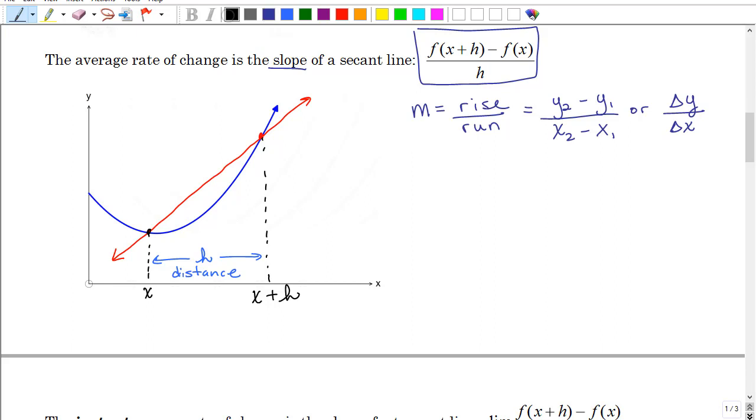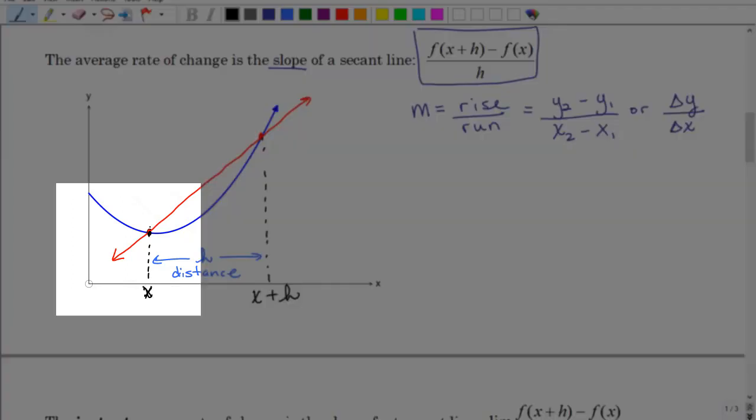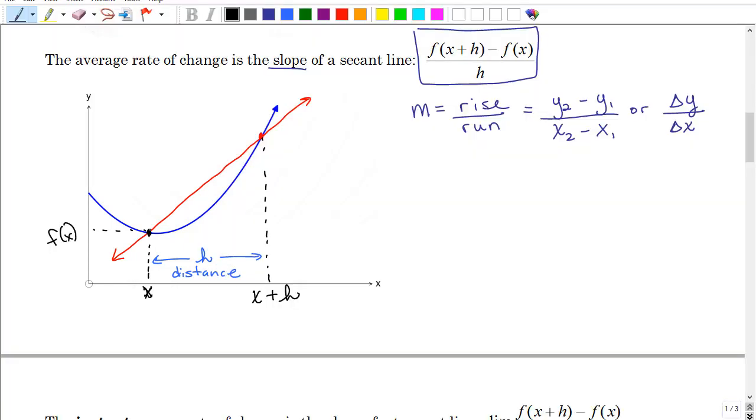Oh goodness. So on this graph, if I'm at the point x, then the y value is the function evaluated at x. So this point is really (x, f of x), instead of x and y. This point has an x coordinate of x plus h because I moved that far. And so this y value is the function evaluated at x plus h. So as we go back and look at that part of the formula, the difference in the y values is really this minus this.